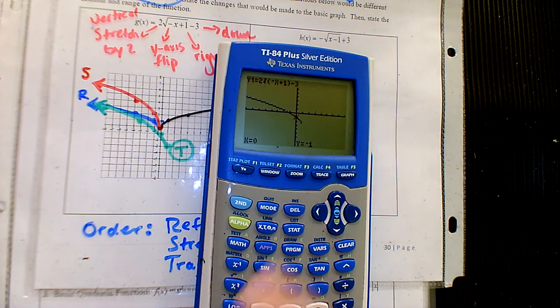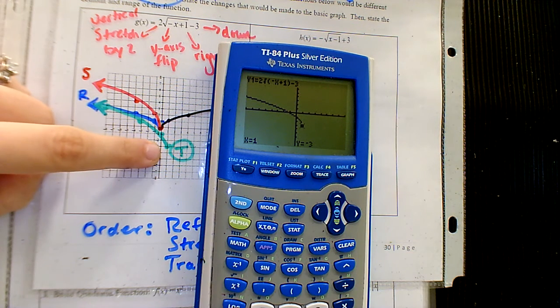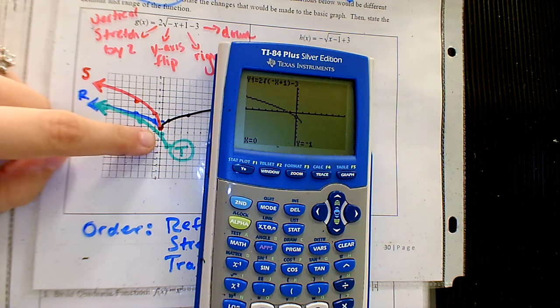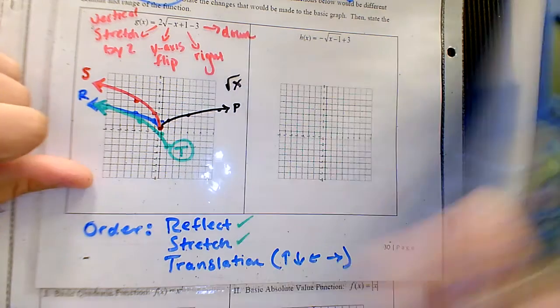If you wanted to double check your points, you could hit trace. If you plug in 1, we should get -3, and that's where our beginning point was. Plug in 0, you get -1. That's where our next point was. So I'd say we did this pretty well. All right, let's go ahead and try another one.